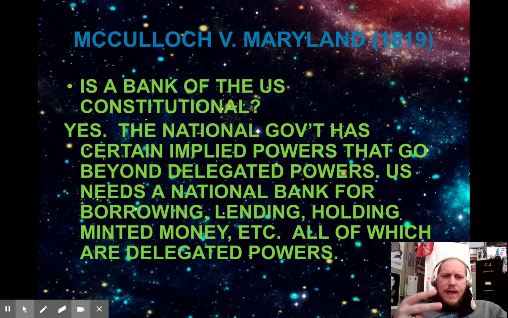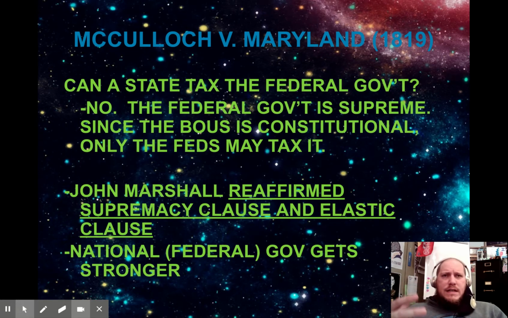The second question they have to ask is, can the states tax the federal government? And the answer to this question becomes no. And this is where we play with the supremacy clause that we talked about yesterday. Since the federal government is supreme, right, in questions of if things come into conflict, right, we know that the federal government will always be able to overrule the state governments. And in this instance, the supremacy clause is used to shut down the state tax policy because the Bank of the United States is constitutional, meaning that only the federal government could tax that entity.